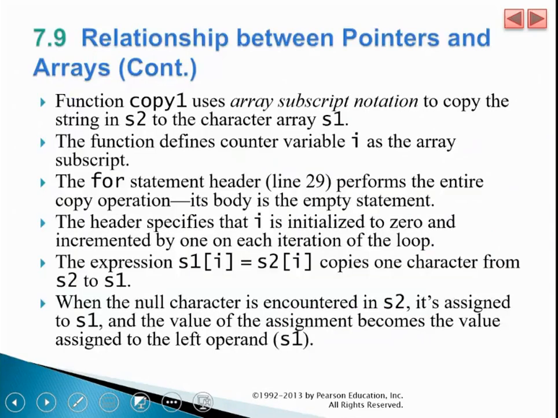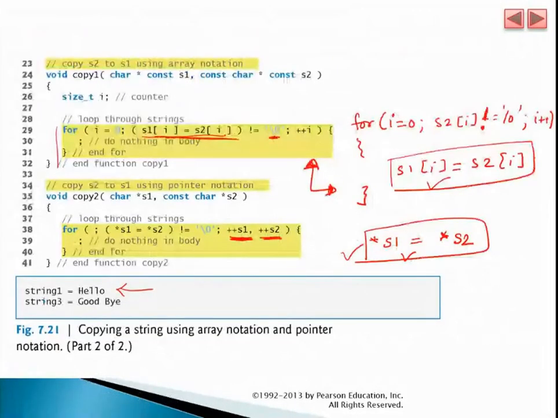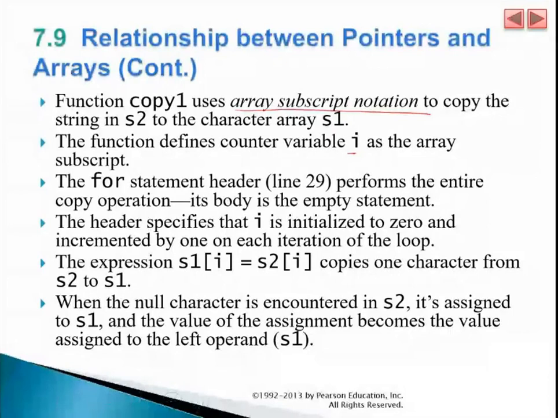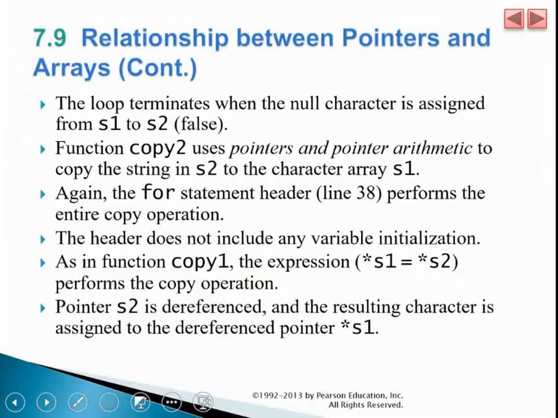So function copy1 uses array subscript notation to copy. The function defines counter variable i, and the for statement header performs both the checking and assigning tasks. This is the assigning task and this is the checking task. Both are done in the for loop only. The expression copies one character from s2 to s1, and when we encounter the null character, we come out of the loop.